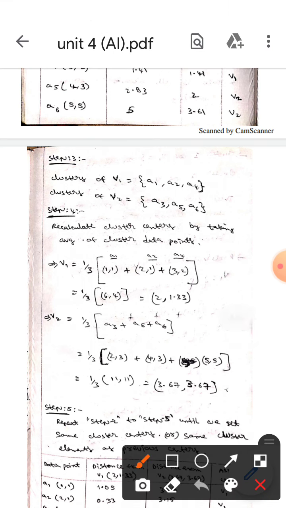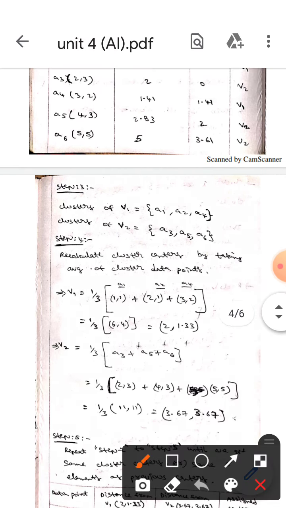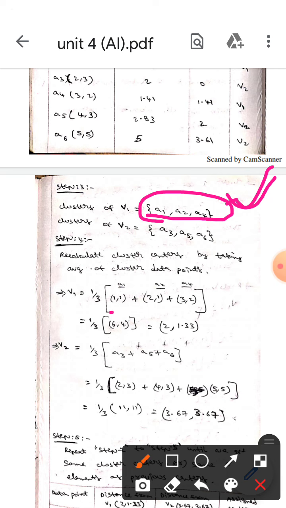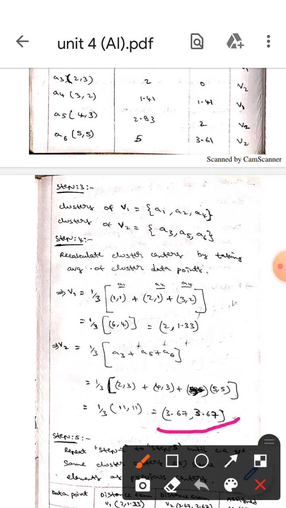Now we should recalculate the cluster centers by taking the average of the cluster data points. Here the cluster data points of v1 are a1, a2, a4. We should find the average of these data points. Here a1 is (1, 1), a2 is (2, 1), a4 is (3, 2). If we find the average of these data points, we will get v1 equals (2, 1.33). If we find the average of the data points of v2, a3 plus a5 plus a6 divided by 3, then we will get the value of v2 as (3.67, 3.67).